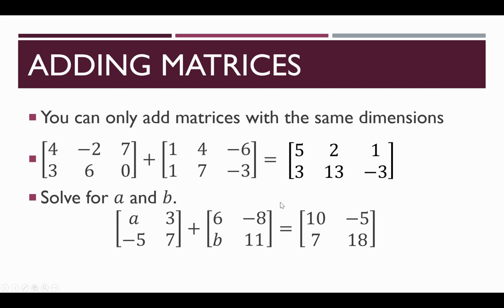For solving for A and B, we can solve using the understanding. So if 10 minus 6 will give us A, that means A must be 4. Looking for B here, B corresponds with 7. 7 minus -5 gives us B, so B must be 12. So that is how we use addition in matrices.